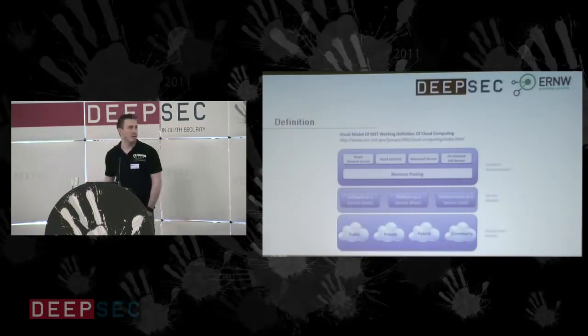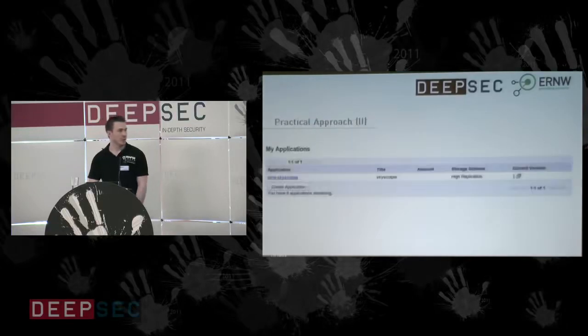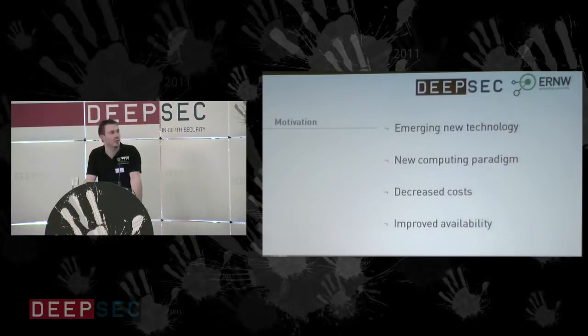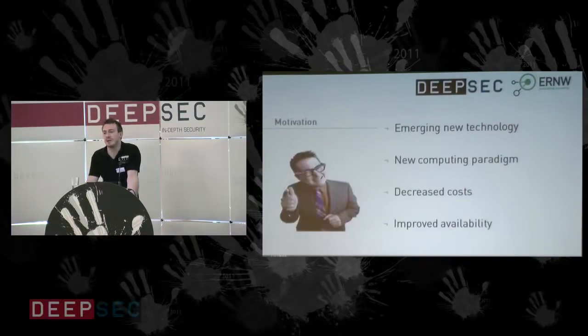So given this definition, I also want to talk about a short motivation why it's important to deal with cloud computing. Of course, cloud computing is an emerging new technology, and it introduces a new central computing paradigm. If you use cloud computing, you have decreased cost and improved availability. At least this is what the sales guys tell you when they want to convince you to move your services to the cloud. And this works quite well.